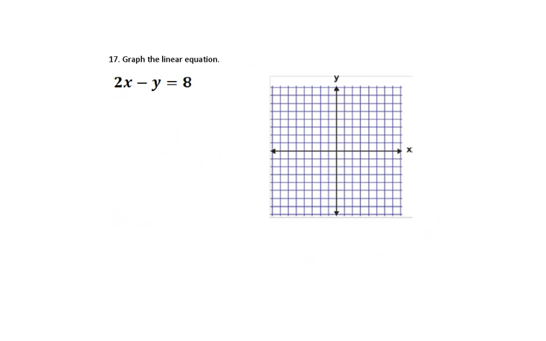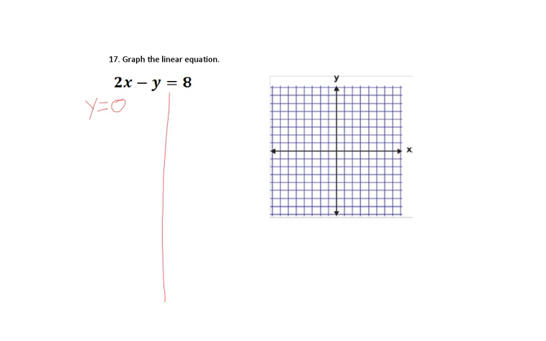Okay, for number 17, they would like us to graph the equation 2x minus y equals 8. Well, here's some good news. If you want to graph a straight line, you only need 2 points. And here's the easiest way to do this. The first step is have y equal 0.